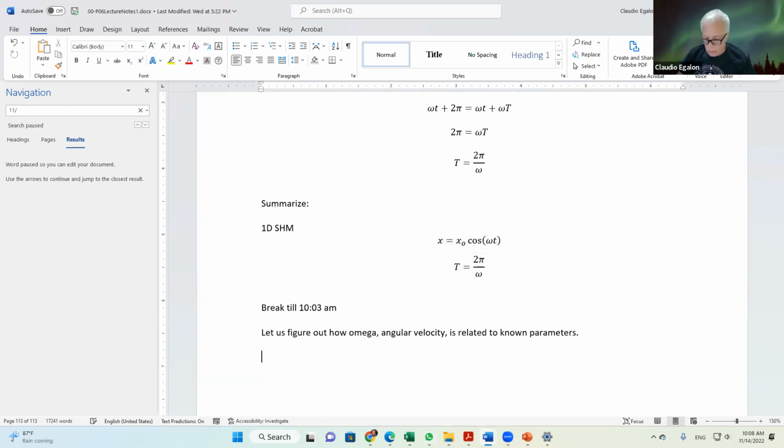Newton's second law of motion, right? Newton's second law of motion states that F net is equal to mass times acceleration. But we also know that the net force applied to my particle is equal to minus kx, which must be equal to that acceleration there. Okay.